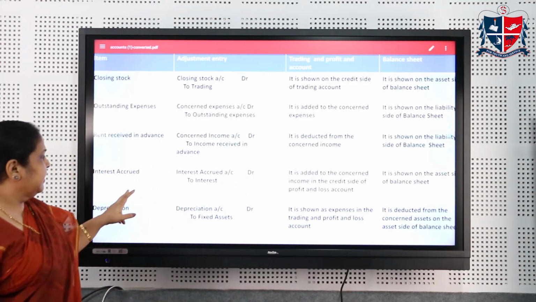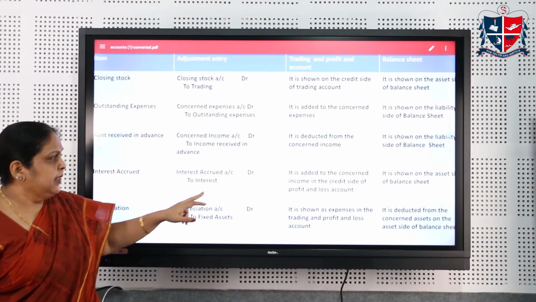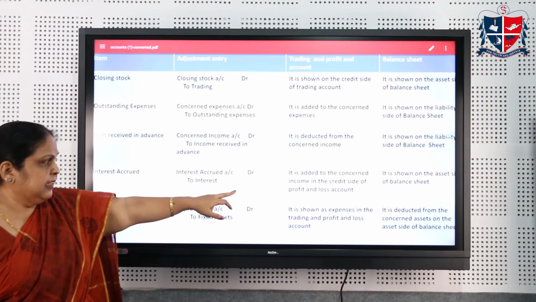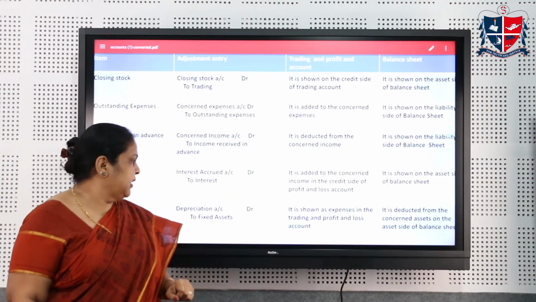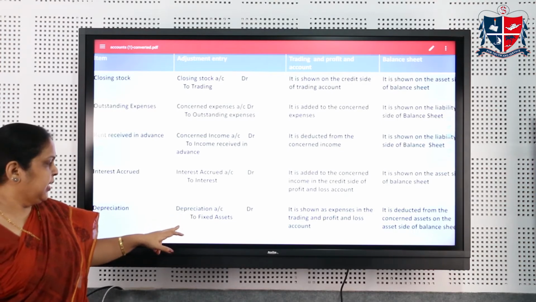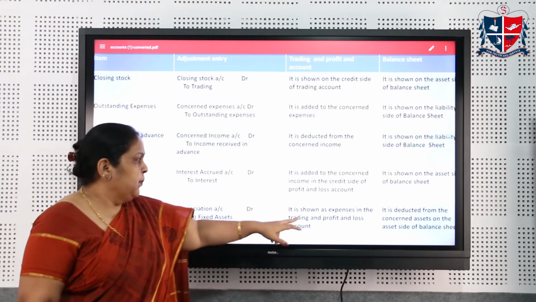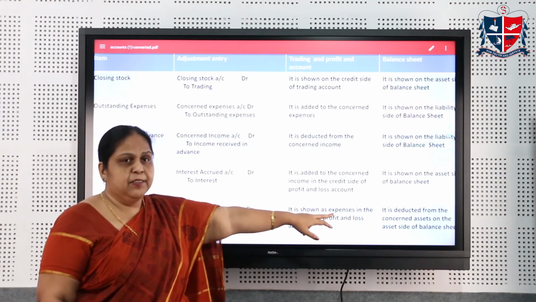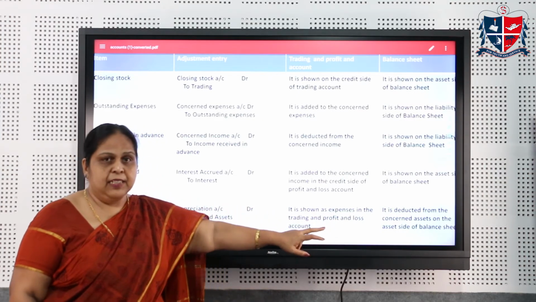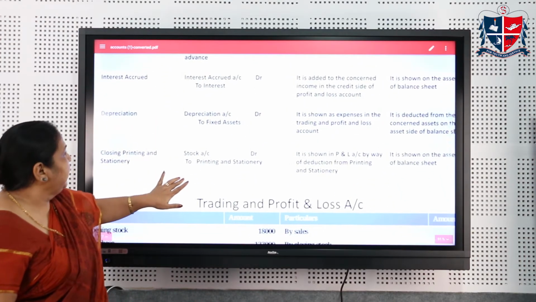Now again, the interest accrued. You have interest accrued account debit to interest, added to the concerned income and shown on the asset side. And again, you have the depreciation account debit to fixed assets. It is shown in the P&L account as an expense and it is deducted from that particular asset in the balance sheet. So these are the adjustments, and how are you going to put it into the accounts?